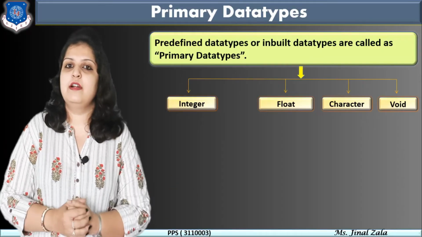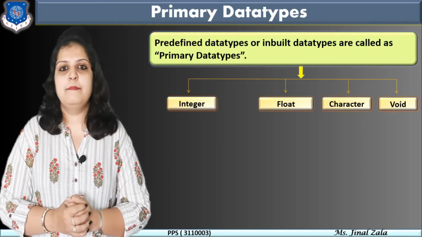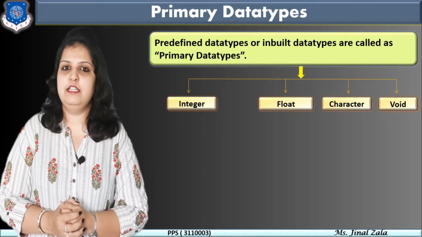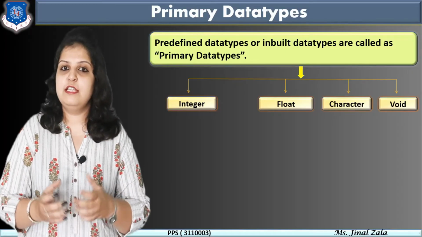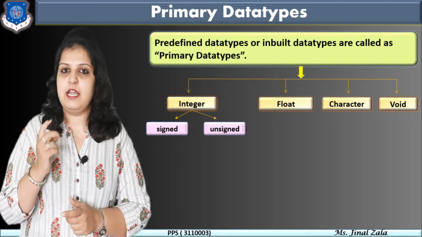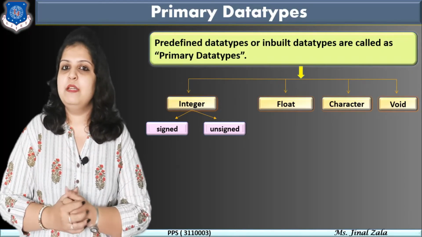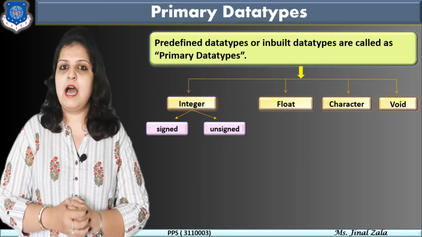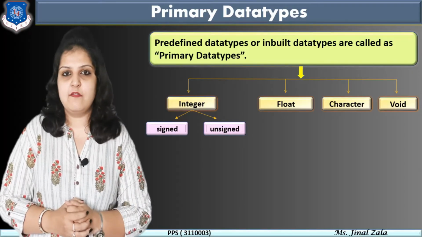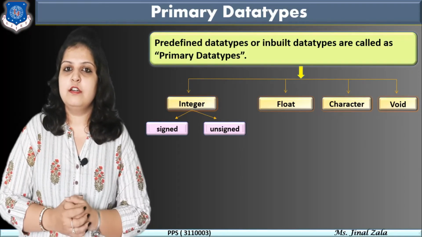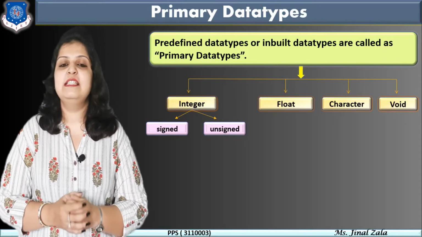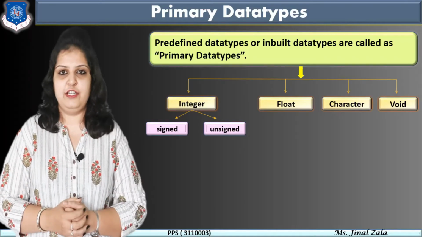We have already used one data type, float, in our previous practical session. Float is used for real numbers, and integer is used for decimal numbers. This integer is again divided into 2 parts: one is signed integer and the second is unsigned integer. What do you mean by signed integer? Suppose I am writing -5, -10, then the minus sign is required before the number. In the same way, if I am writing +5, then the sign is required. So this type of number is called a signed integer.